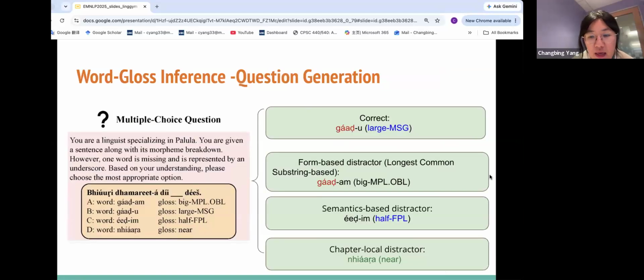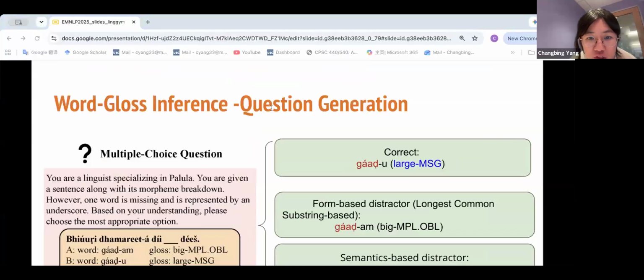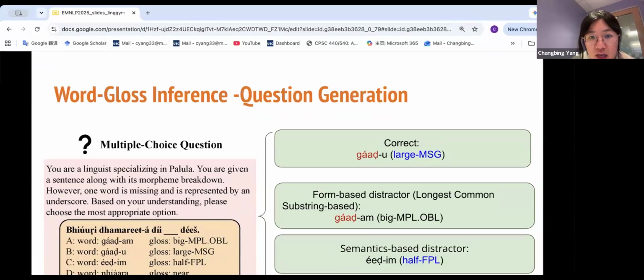Sorry. And the second distractor is a semantic-based distractor. So we compute the semantic similarity between glosses by embedding them using Sentence-BERT. You can see that they have some similar meanings in the stem.